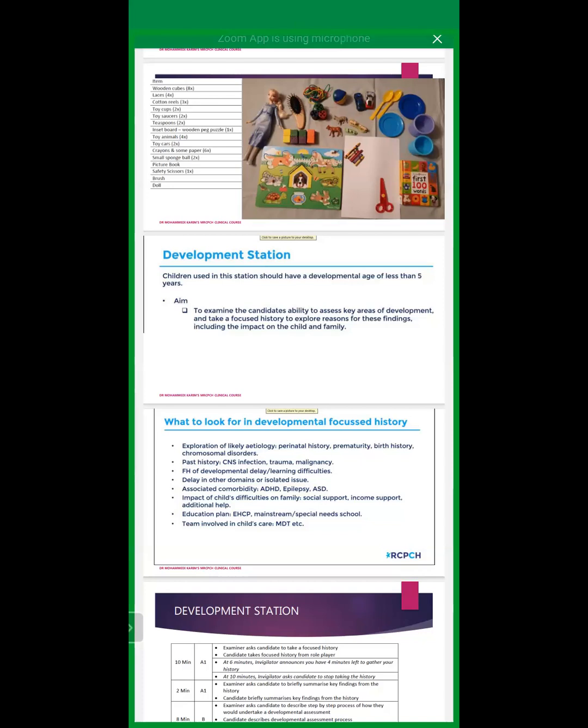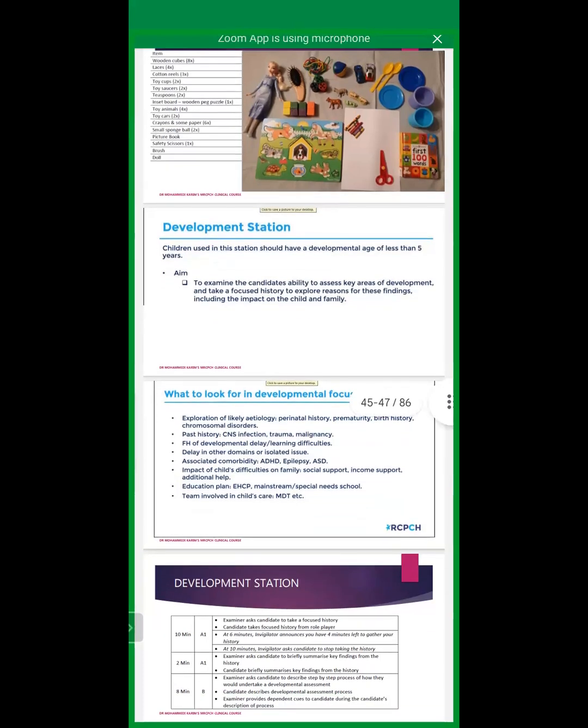Okay, so you have to remember the comorbidities as well. Like if you have an ADHD, autism kid, ADHD has to be ruled out, epilepsy has to be ruled out, and then you have to see, of course, as I said, difficulties in the social life, income, any care support the parents need. So you have to understand what the child is going through. Okay, any treatment he's receiving, is he responding to the treatment or not, and also about his schooling.